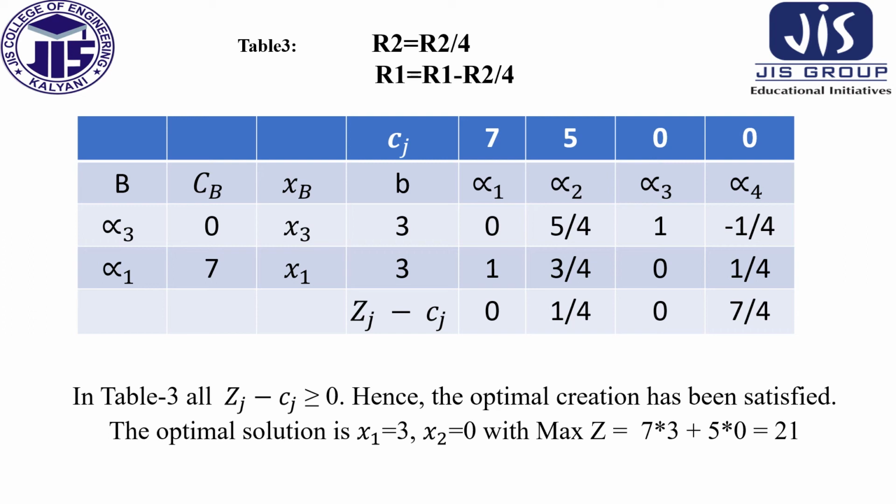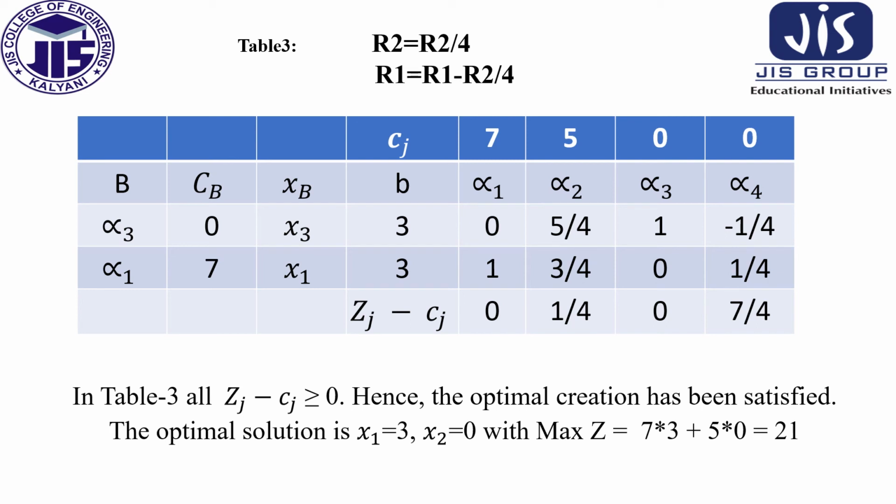What will be the value of alpha 4? 0 into minus 1 by 4 plus 7 into 1 by 4 minus 0. So this will be 7 by 4. Okay, now according to the rule, when we are dealing with a max objective function, when all the Zj minus Cj values are positive, we have to stop. Here we see all the Zj minus Cj values are positive, so we stop here and we can't go further to develop one more table. So here we stop, and hence the optimal criteria has been satisfied.